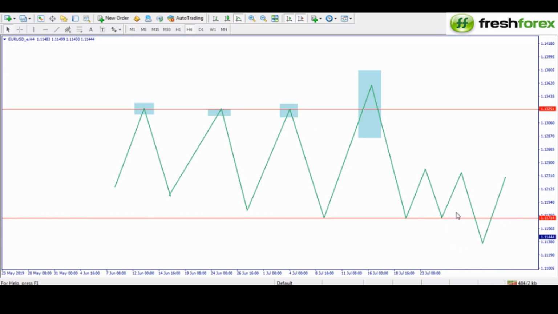This is called a bearish false breakout. So this is the typical way. This is the easiest way it can be defined. This is still a false breakout.